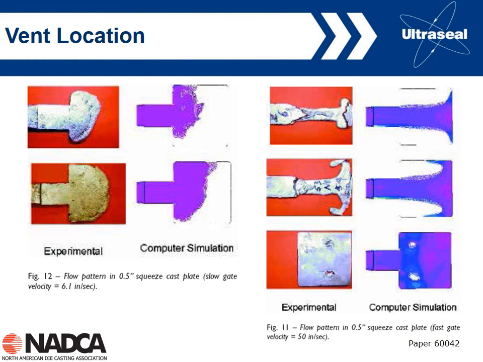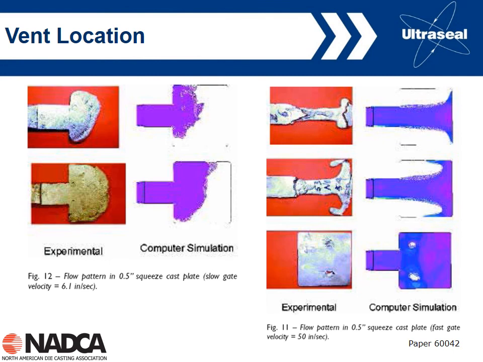We need to make sure the vents are in the correct location. On the left, we're looking at what looks like a semi-solid process, and we can see that the metal is filling the die basically from the left-hand side of the cavity to the right. And so the last part to fill is going to be over the right-hand side here, and that's where we want to place the vents.